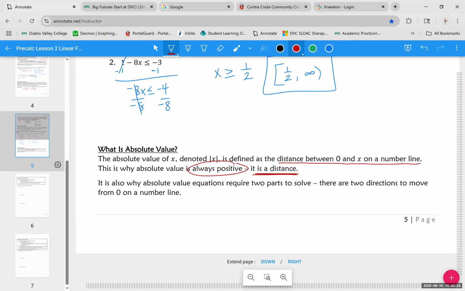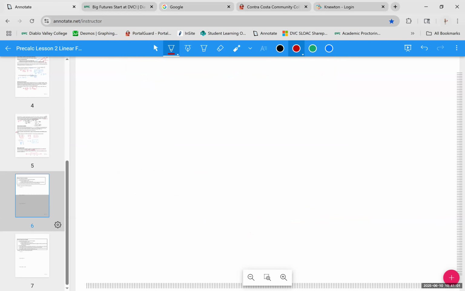But knowing that definition can help you, because if I'm on a number line and I have a 0, and I know that I need to move, let's say 4 away from 0, well, I can either go to the right or to the left. So whenever we're solving absolute value equations or inequalities, we're always going to have two parts, two different equations or inequalities to solve. And that's because it's a distance. And so I have to take into account going right or going left from 0.